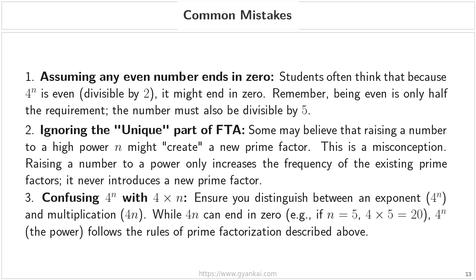Finally, please ensure you distinguish between an exponent and simple multiplication. It is easy to confuse 4 to the power of n with 4 times n. If we were looking at 4 times n, the number could certainly end in 0. For instance, if n equals 5, then 4 times 5 equals 20. However, when we are dealing with the exponent, or 4 to the power of n, we must strictly follow the prime factorization rules we have just learned. Always keep a close eye on your notation to avoid this error.